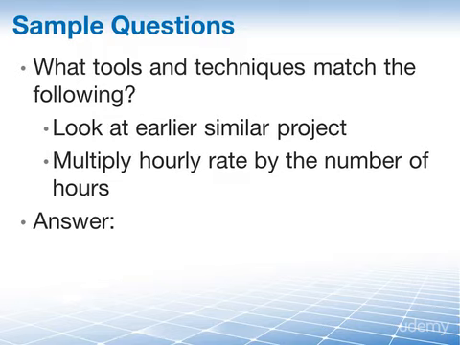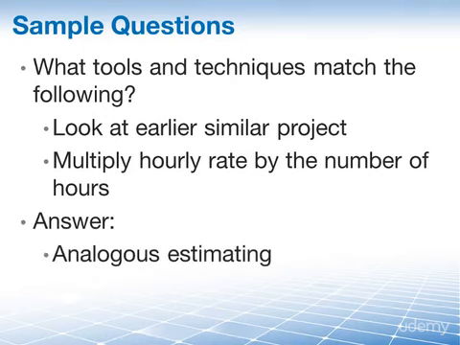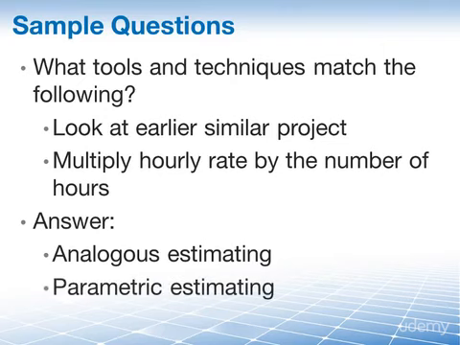Of course, the answer is, if you look at an earlier similar project and you say, oh, this one cost 100,000, this new one here is a little bit more expensive, more difficult, 105,000, you're doing analogous estimating. If, however, you multiply the hourly rate by the number of hours, well, you're using parameters to make a calculation, and therefore this is parametric estimating.